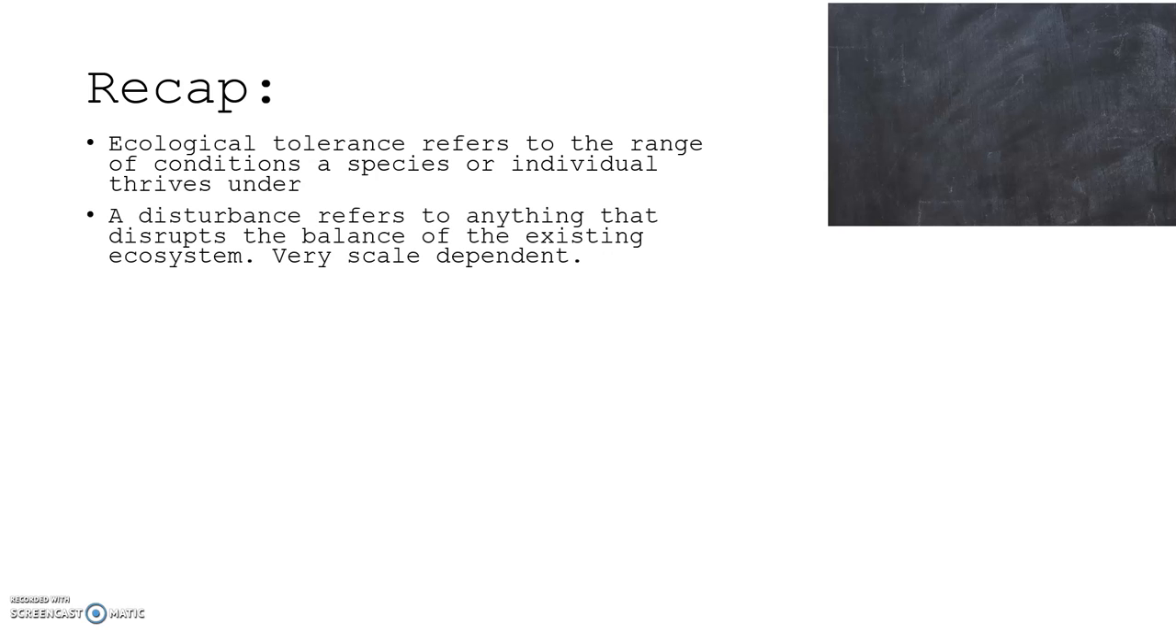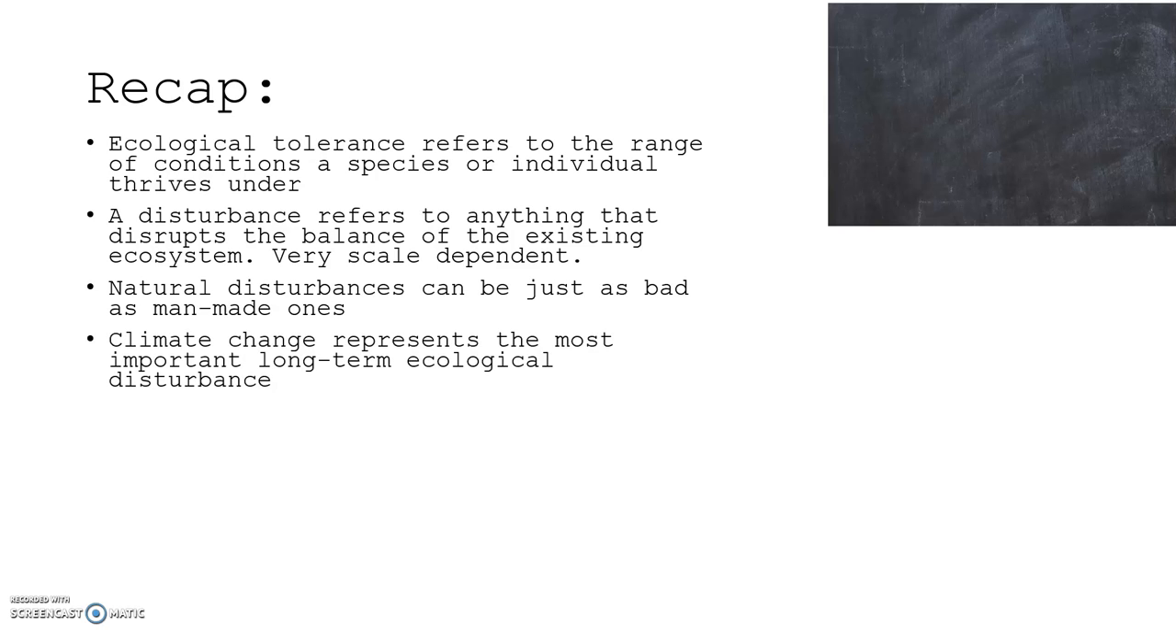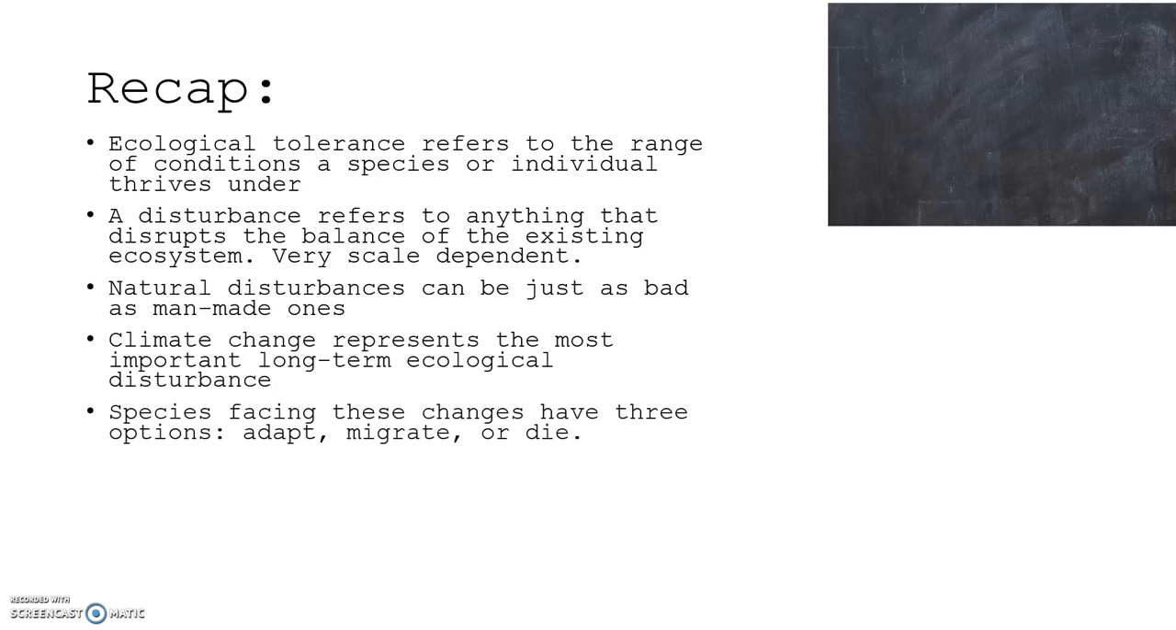A disturbance refers to anything that disrupts the balance of the existing ecosystem, and it is very scale dependent. Natural disturbances can be just as bad as man-made ones. Climate change represents the most important long-term ecological disturbance. Species facing these changes have 3 options: adapt, migrate, or die. Extinction is normal and necessary to maintain biodiversity.